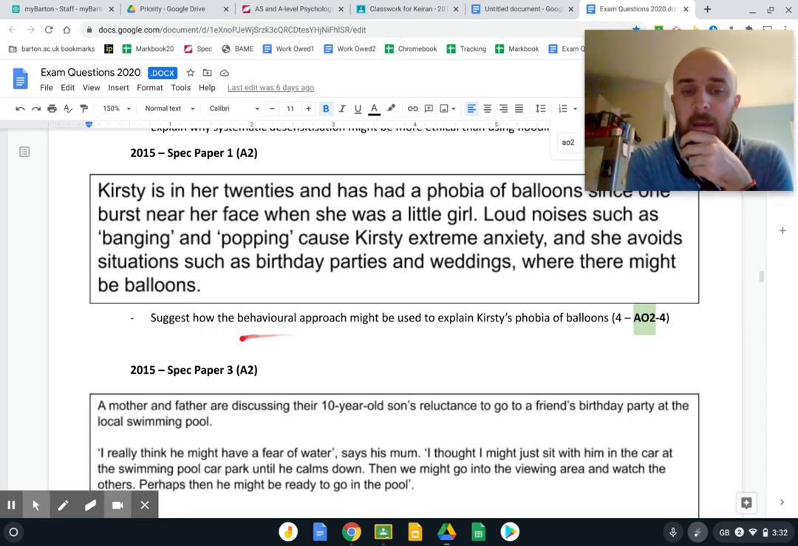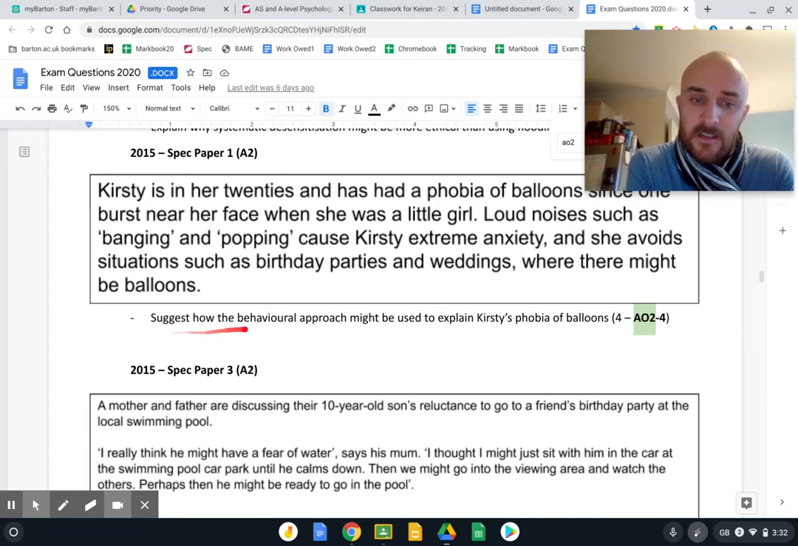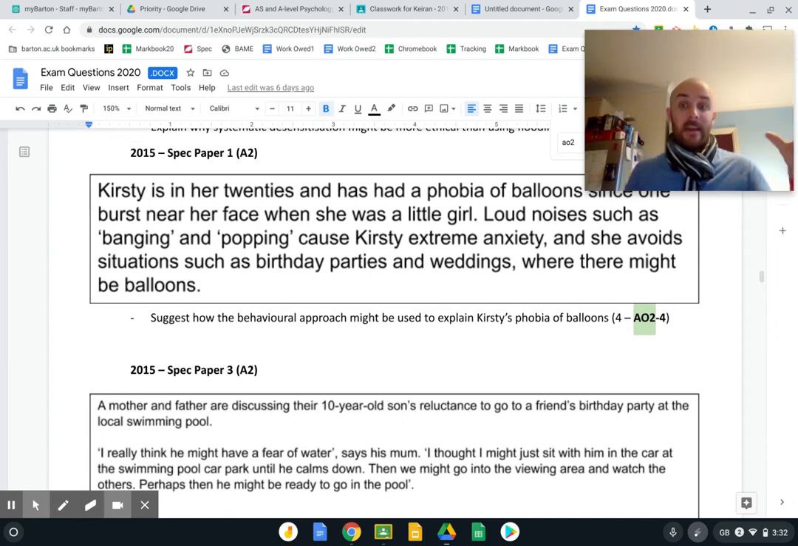Suggest how the behavioural approach might be used to explain Kirsty's phobia. Have a look at this. What that sounds like it's saying is, what is AO1? Tell me what the explanation is. But really, what you have to do is bring your AO1 in, and every sentence needs to be applied, basically.